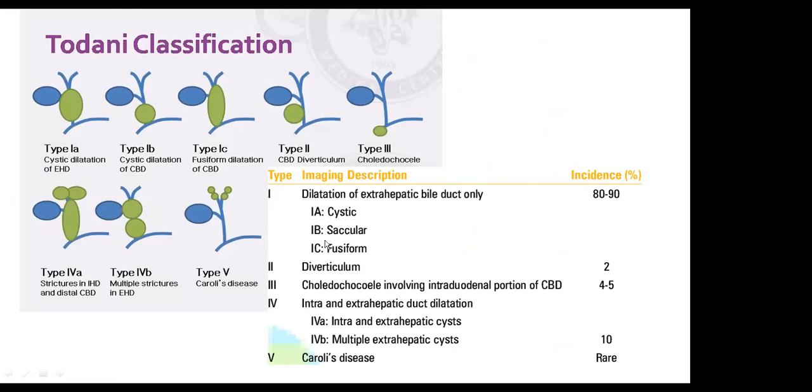Type 1A is cystic, 1B is saccular, and 1C is fusiform, all being dilatation of the extrahepatic bile duct in different forms. Type 2 is a CBD diverticulum, usually in the supraduodenal portion. Type 3 we call choledochocele, which involves the intraduodenal portion of the CBD. Type 4, the second most common type, 10%, is intra and extrahepatic bile duct dilatation. Type 4A is intra and extrahepatic dilatation, while type 4B is multiple extrahepatic dilatation. And type 5, our subject, is Caroli disease, which is rare, involving intrahepatic ducts only.